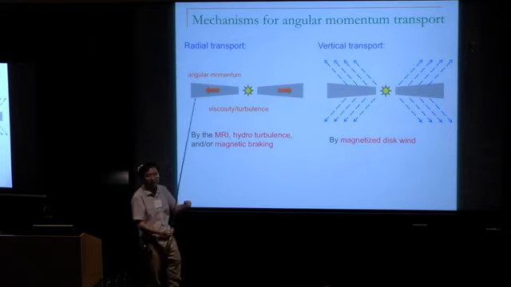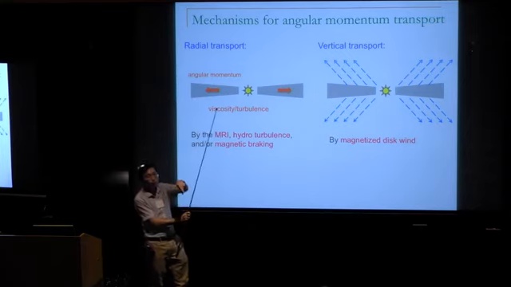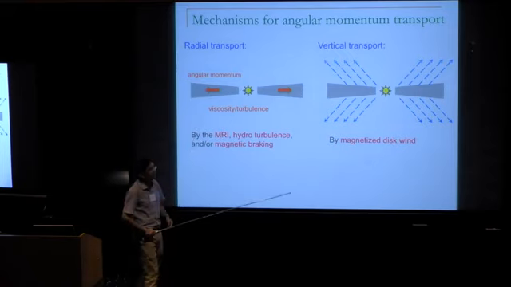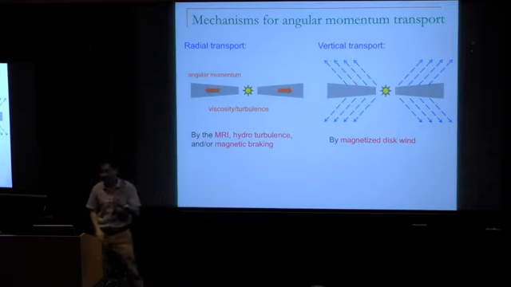In the meantime, magnetic fields don't want to be wound up. They want to straighten. So when you wind them up, they try to resist, and when they resist, they extract angular momentum from the disk. So as you launch the wind, it also extracts disk angular momentum.